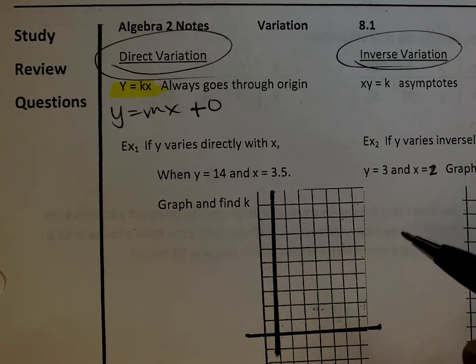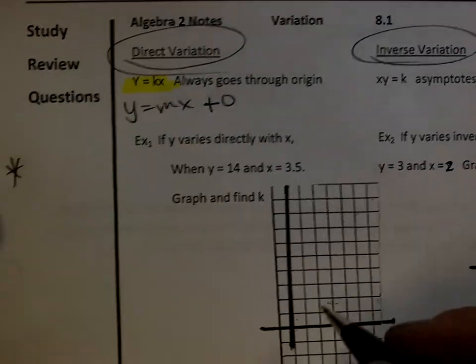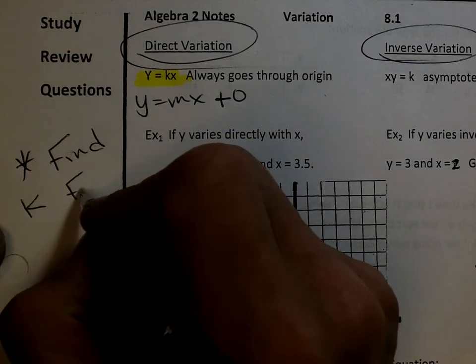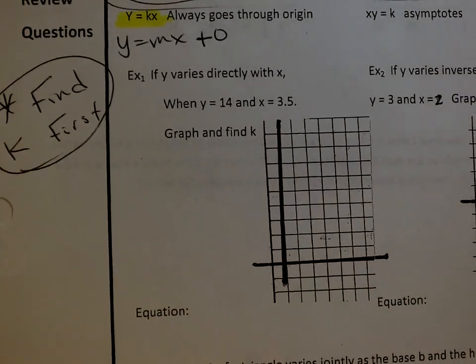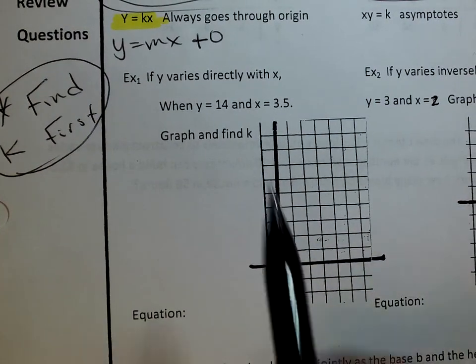So, the key to doing this is to find, little star, find k first. Find the value of k first. That's what we're going to do almost throughout this whole lesson. So we're going to find the value of k first. Okay, so first of all, example 1.